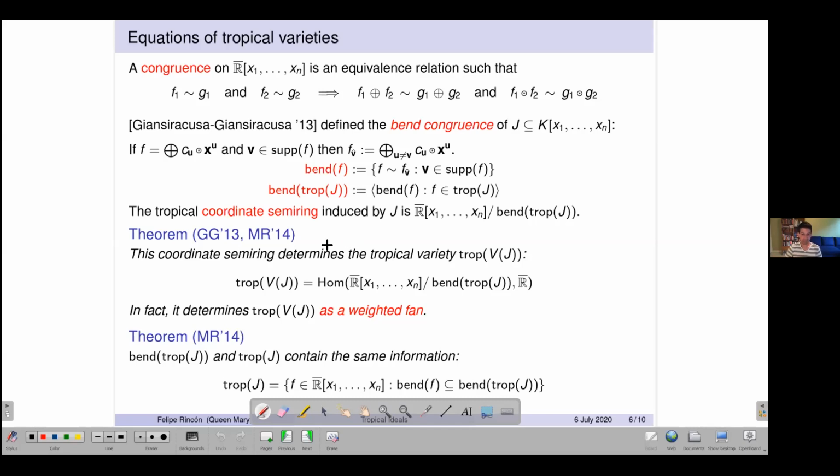Okay, so the moral of this slide is that the scheme structure that you want to associate to a tropical variety is given by either the bend congruence associated to it, or by the tropical ideal, meaning the collection of all tropicalizations of the polynomials that are in the classical ideal. That's the algebraic information we want to deal with.